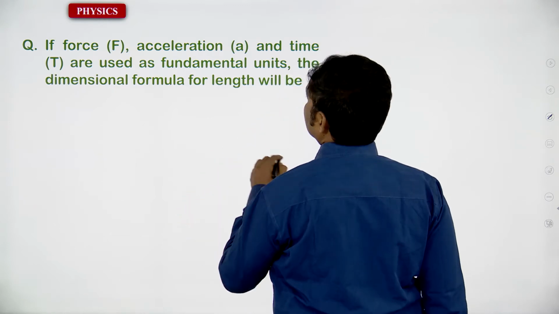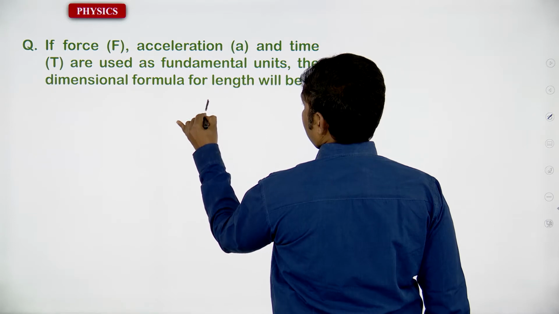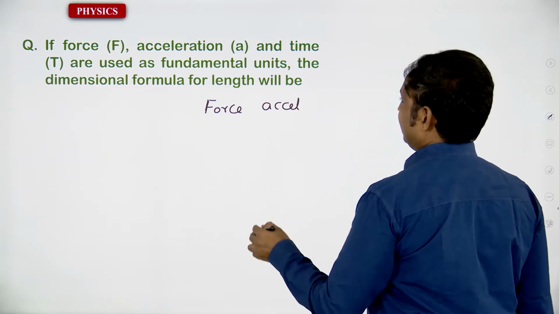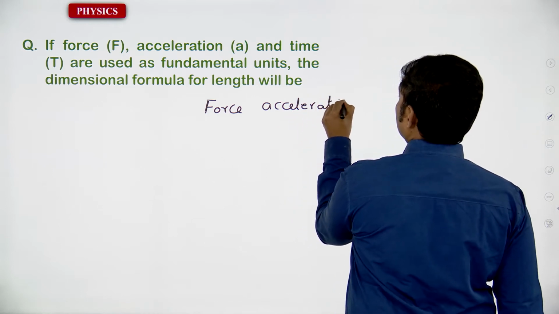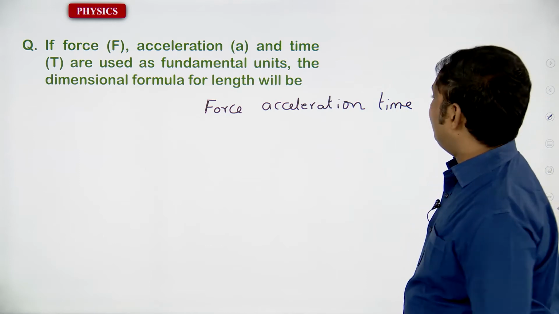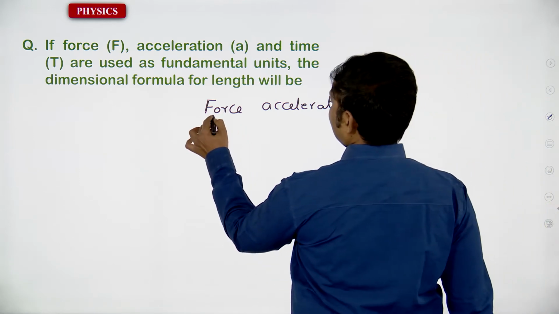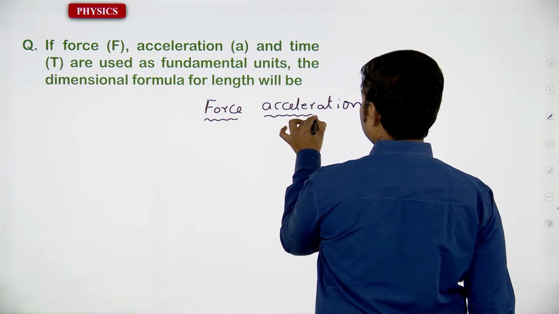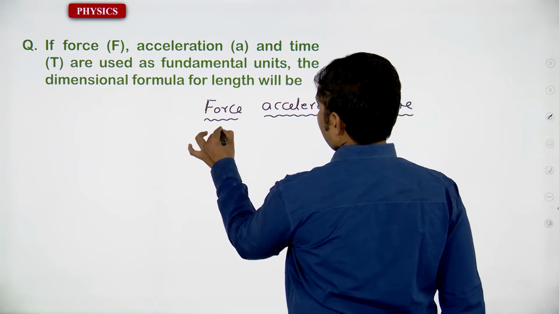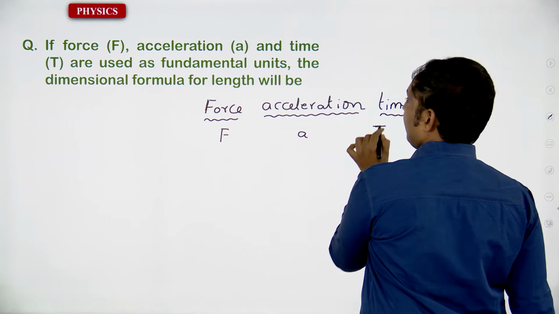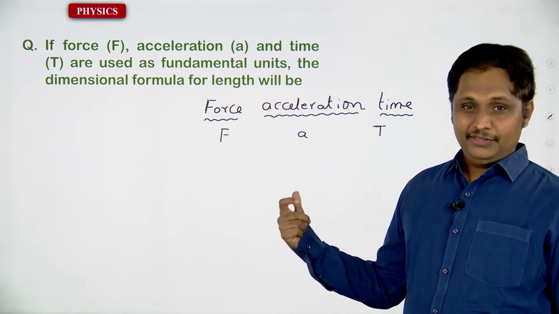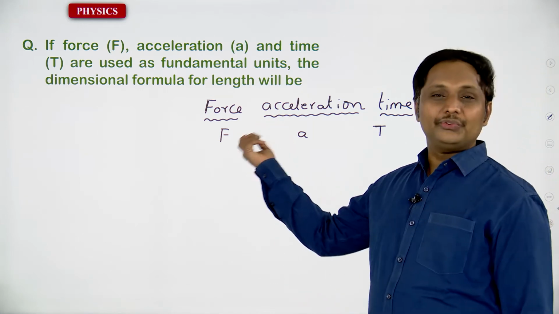So here we get fundamental units: they have taken force, acceleration and time. Yes, you have to confirm: force, acceleration and time, F, A and T. In this given problem, you are supposed to find the dimensional formula of the length if the base quantities used are force, acceleration and time.